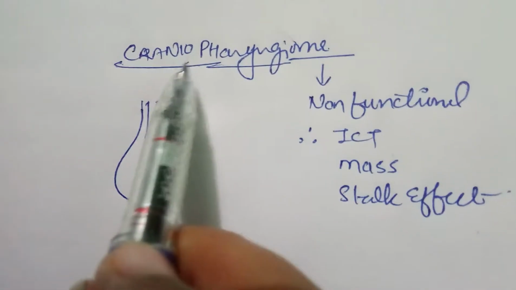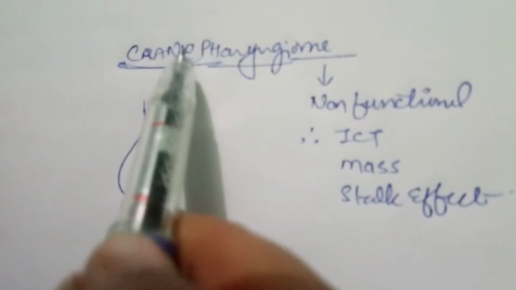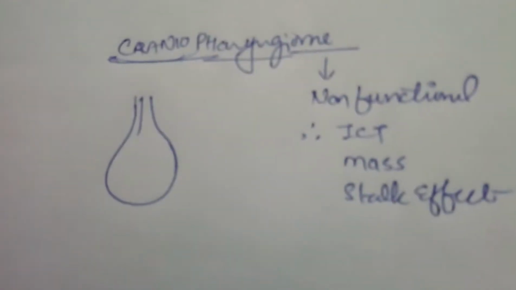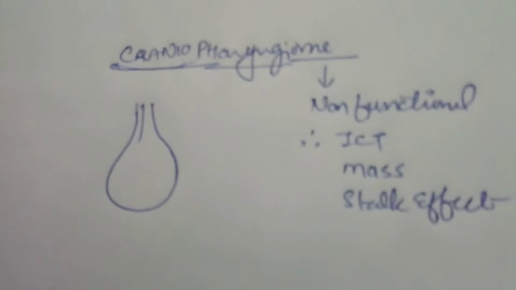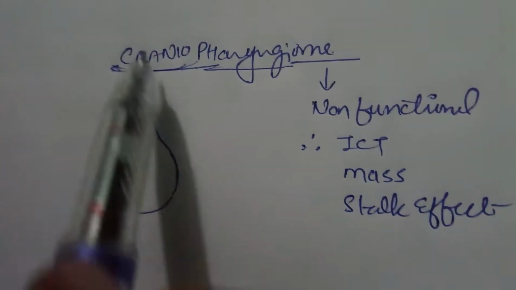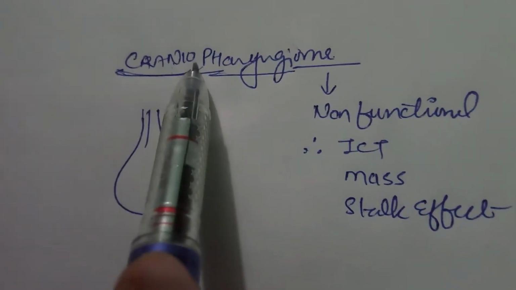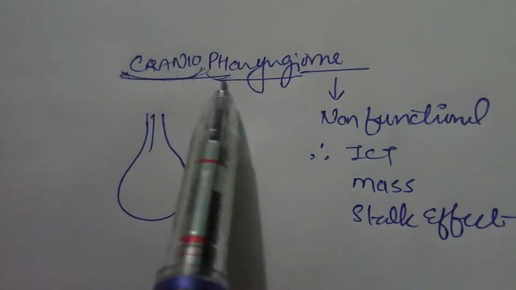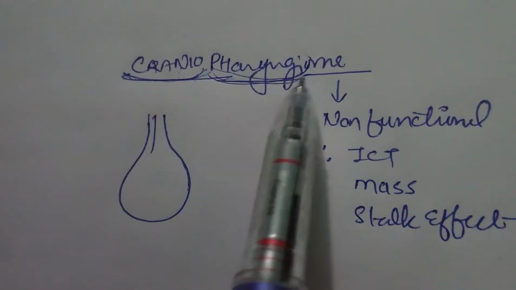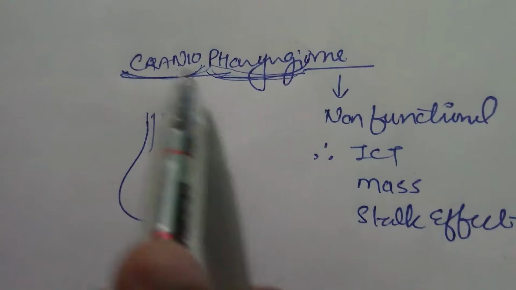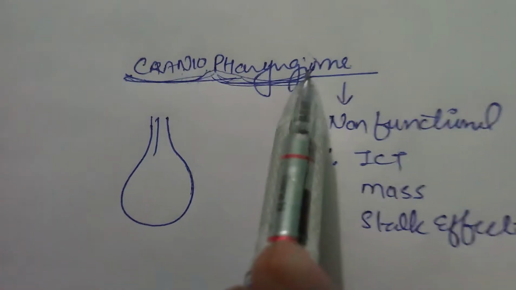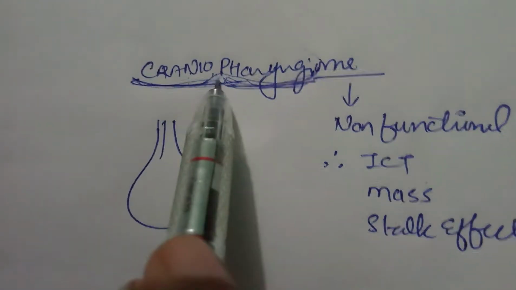Craniopharyngioma, as the name implies, has something to do with the cranium and the pharynx. So there is some extension between the cranium and the pharynx. That is what we call the craniopharyngeal canal. That is the developmental part.